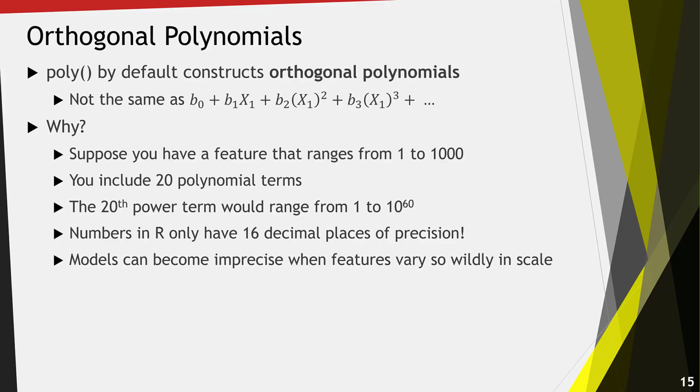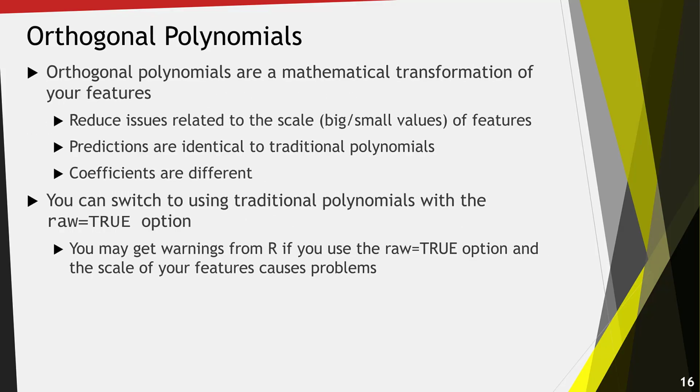These are all valid numbers in R, but R only has 16 decimal places of precision. That means the really small numbers would be completely swamped out by the precision errors, even in double precision numbers. This can make your models very imprecise because the features vary really widely in scale. This is the reason that R uses orthogonal polynomials by default. They're going to transform your feature when it constructs the polynomial to reduce the scale issues that you might encounter if you just constructed a polynomial the way I've written it out in those equations.